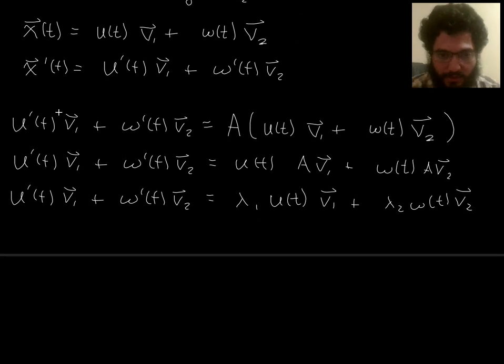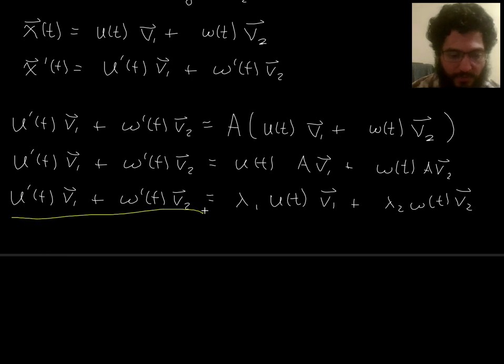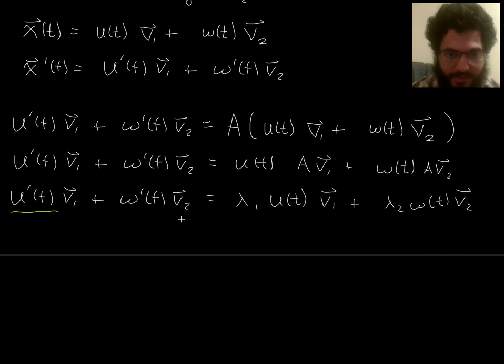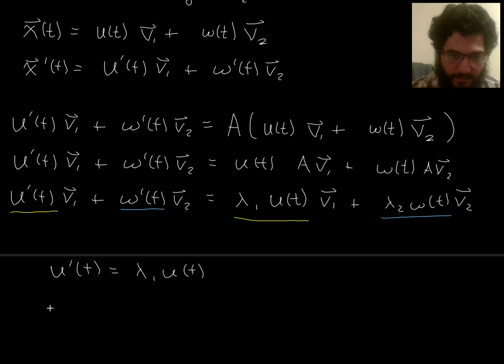Now, hopefully v1 and v2 were linearly independent. So if they are, then we can match up coefficients, right? The only way for this linear combination of v1 and v2 to equal that linear combination of v1 and v2 is for this and that to be equal, and for this and that to be equal. So now we're back to the setup of having a differential equation system. u prime of t equals lambda 1 u of t. w prime of t equals lambda 2 w of t.